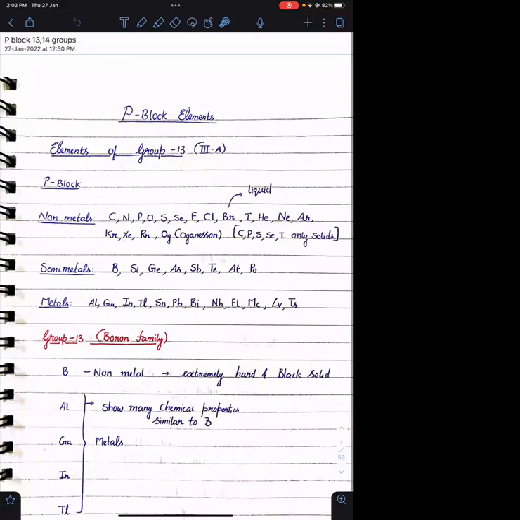Okay, ये P block में केवल हम group 13 और 14 ही पढ़ने वाले हैं. 11th में हमको group 13 और 14 है. In 12th you have 15, 16, 17, 18.